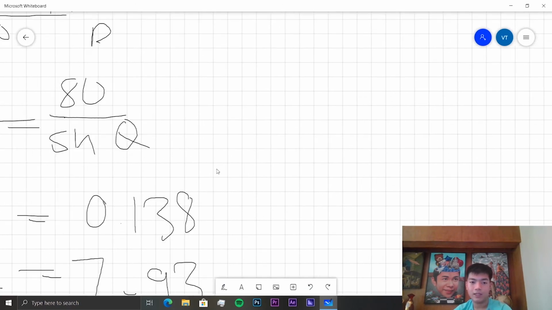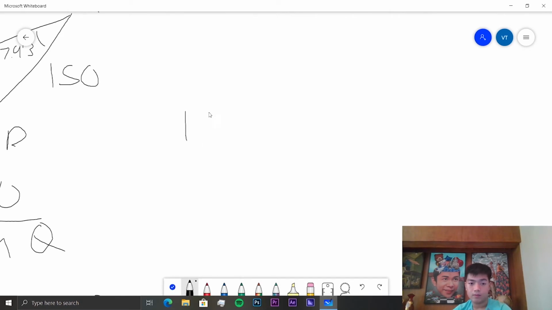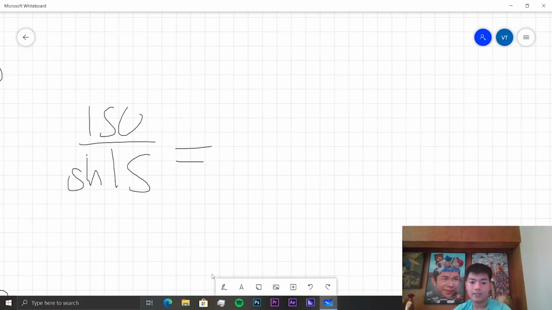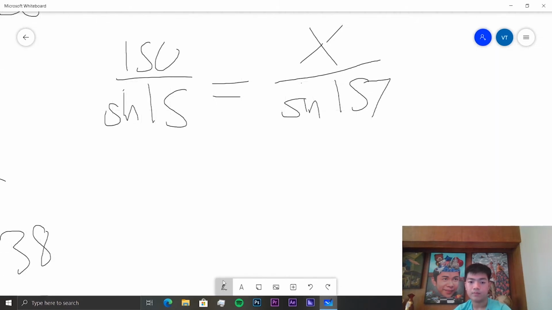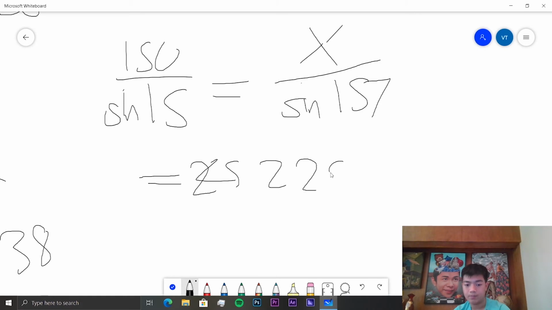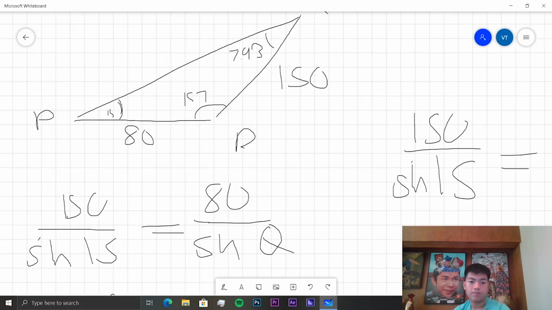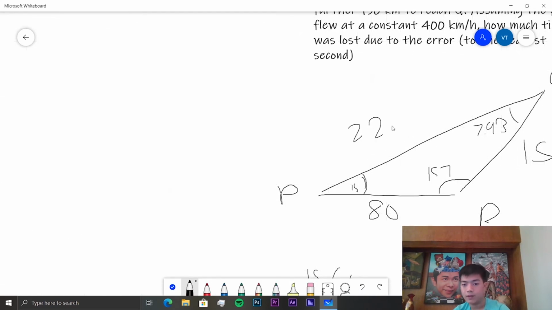So we get 150 over sine 15 is equal to x over sine 157. So from this we get 150 times sine 157 divided by sine 15 should be the length of that side. So I'm getting that's equal to 225.8. So this is 80, 150, and then 225.8.